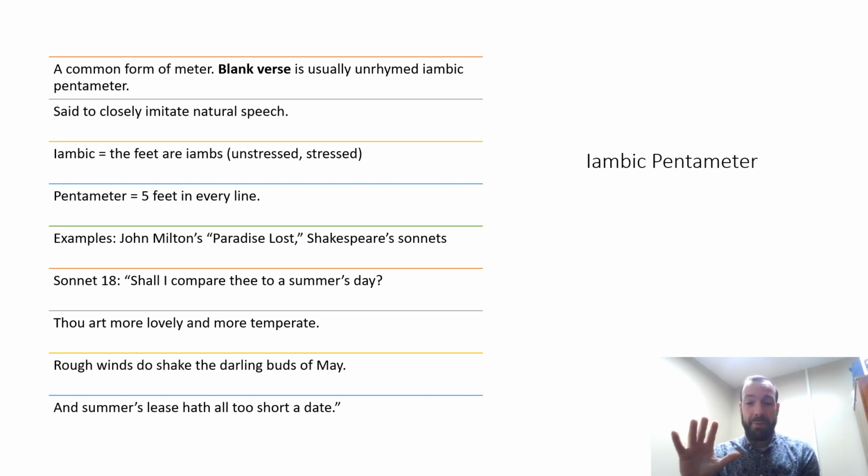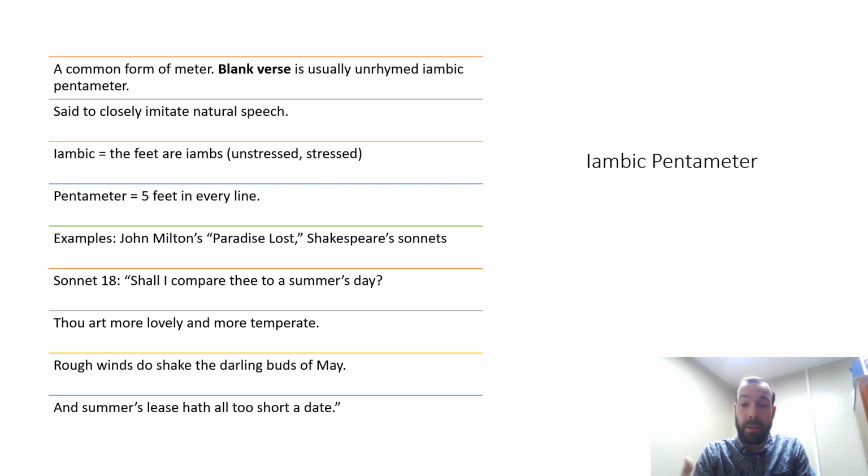Now, don't get confused between syllables and feet. Remember, an iamb is a foot with two syllables. First one's unstressed, second one's stressed. We have 5 iambs in each line. So that means 5 feet per line, 2 syllables per foot. We've got 10 syllables in the line total. This is really, really common.